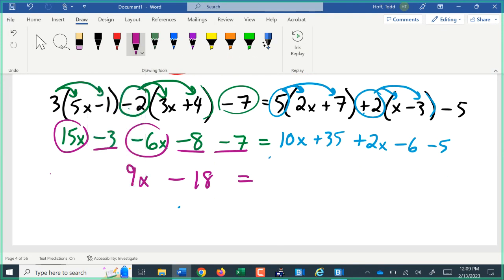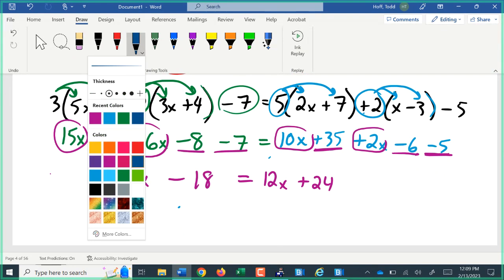So now we keep combining. We have 10x and 2x makes 12x. We have 35 and negative 6 makes 29. Then that 29 and negative 5 makes a positive 24. So now we've combined everything we can combine on both sides of this equation. It is time to do step 2, which is to make sure the variable's on just one side. Unfortunately, the variable's on both sides here, so we have to take care of that as well.